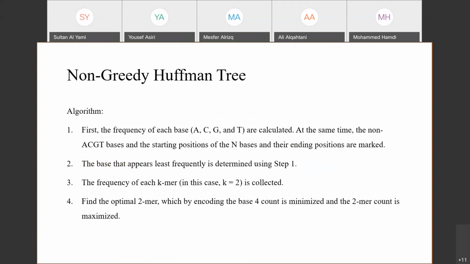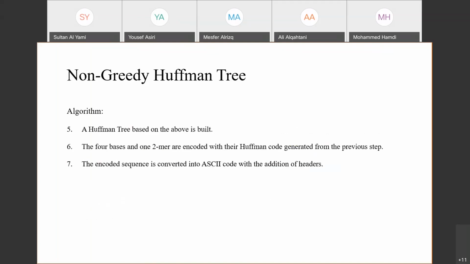The algorithm works as follows. First, the frequency of each base ACGT is calculated. At the same time, the non-ACGT bases and the starting position of the N bases and their ending position are marked. The base that appears least frequently is determined using step 1. The frequency of each k-mer, in this case k equal to 2, is collected. Find the optimal 2-mer, which, by encoding, the base 4 count is minimized and the 2-mer count is maximized. After that, a Huffman tree based on the above is built. The 4 bases and 1 k-mer are encoded with their Huffman codes generated from the previous step. And finally, the encoded sequence is converted into ASCII code with the addition of headers.